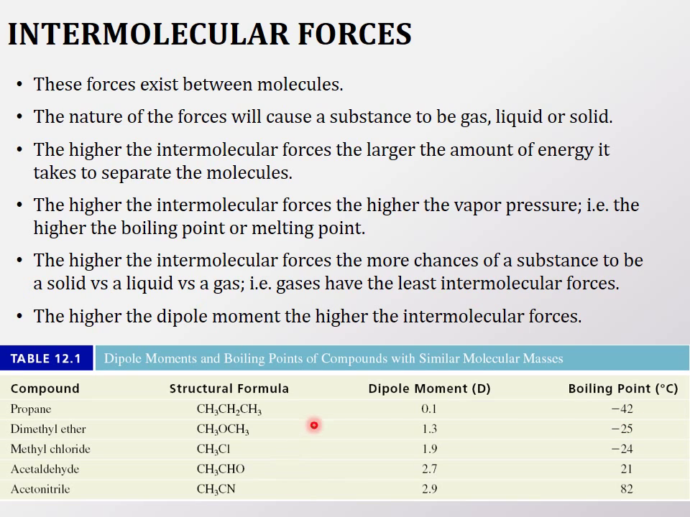So that is what this table indicates: as you change the structure of the molecule, the dipole moment changes and then the boiling point will also change. So what kind of intermolecular forces are interplaying within these molecules? That's where we're going next. But right now this table is about dipole moment and boiling points, so it gives you a little bit of an idea how this works.